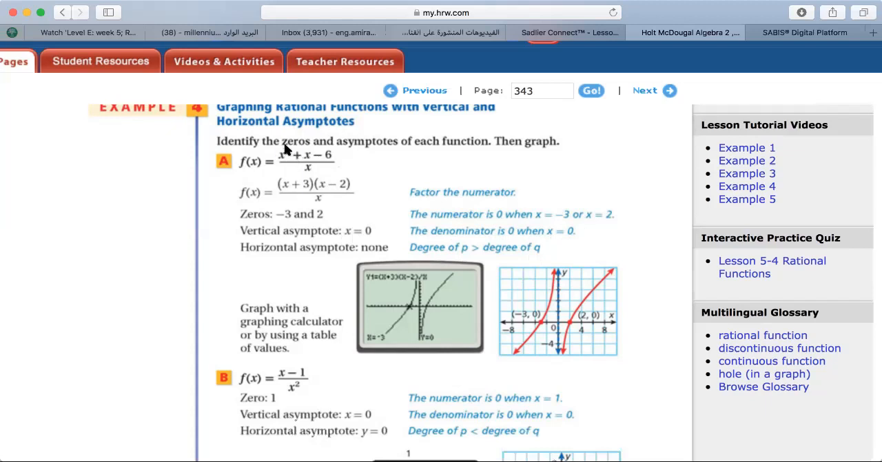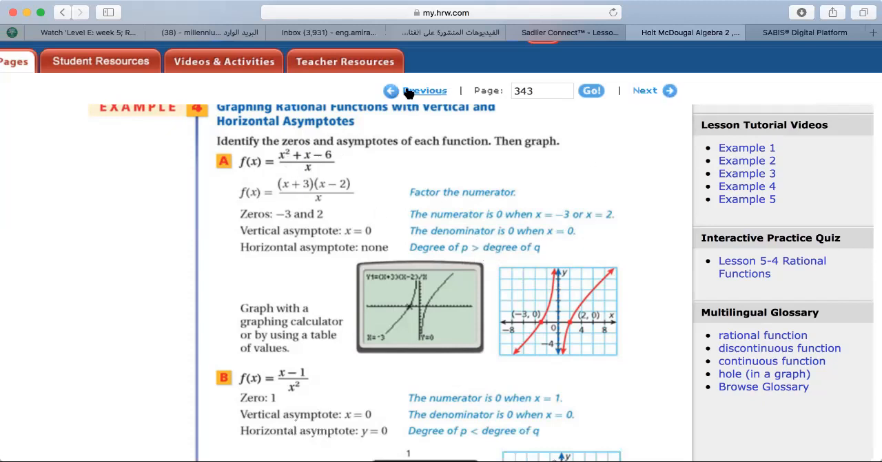You remember it, girls, from the first term? The degree of a polynomial is the greatest degree, the greatest exponent. So here I have 2. Okay, girls? And the degree of q is 1. So now the degree of p is greater than the degree of q.